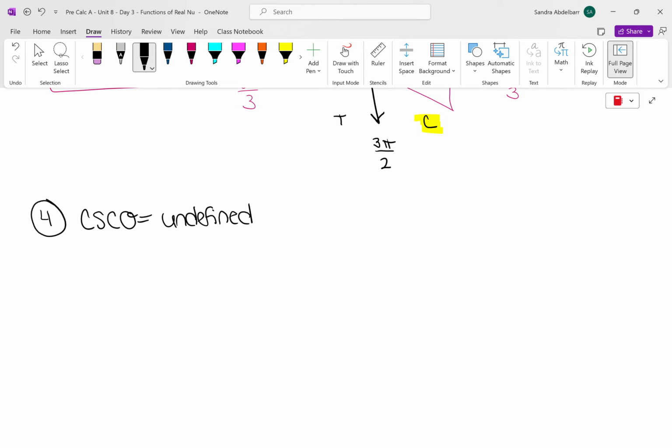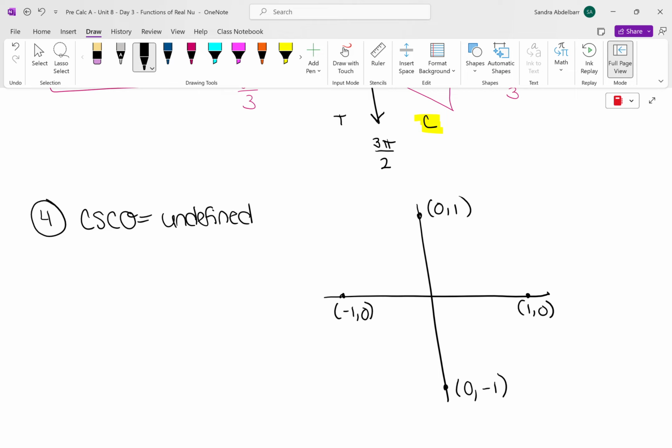So this is saying cosecant of theta is undefined. For it to be undefined, where am I on what? One of the axes, right? I have to be on an axis. So let's just set this up. We know this is 1, 0. This is 0, 1. This is negative 1, 0. And this is 0, negative 1.